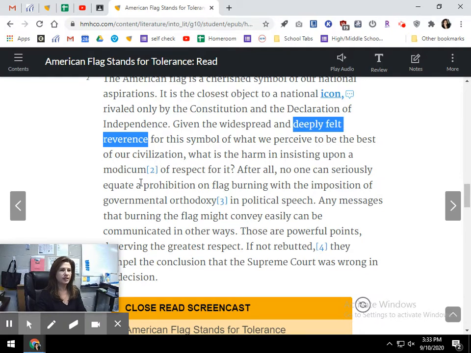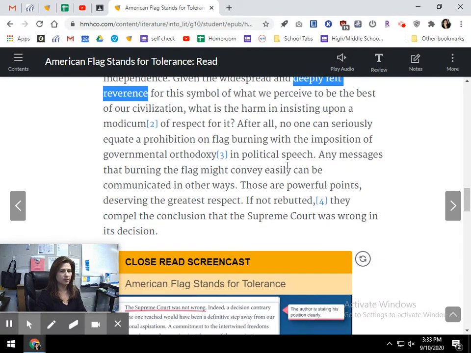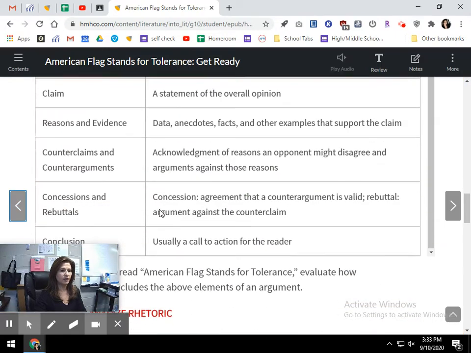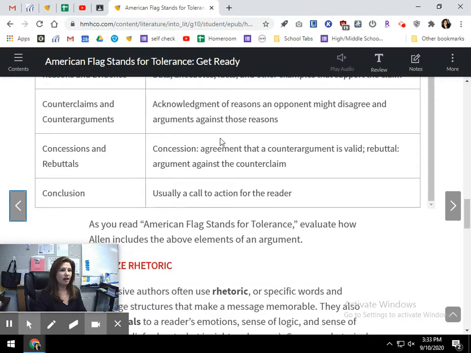"After all, no one can seriously equate a prohibition on flag burning with the imposition of government orthodoxy in political speech. Any messages that burning the flag might convey easily can be communicated in other ways. Those are powerful points deserving the greatest respect. If not rebutted, they compel the conclusion that the Supreme Court was wrong in its decision." So he starts out, if you look back at what you saw in the Get Ready, he starts out with a concession.